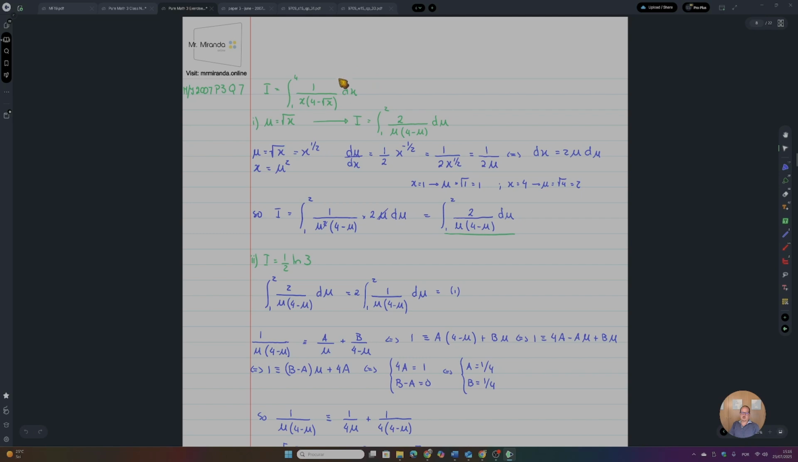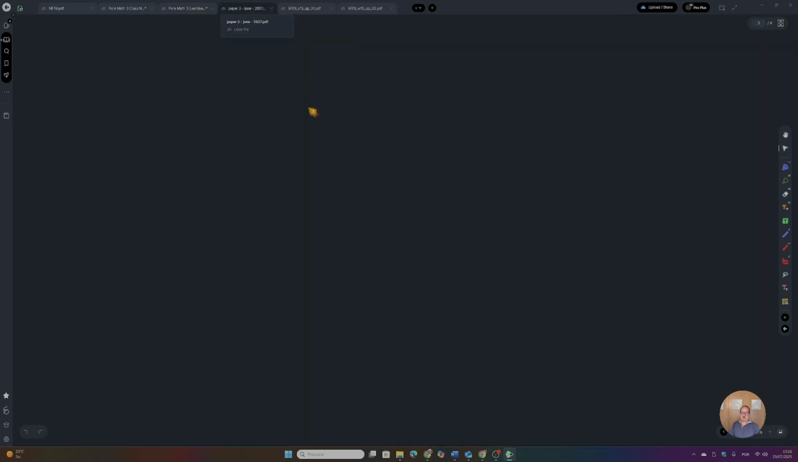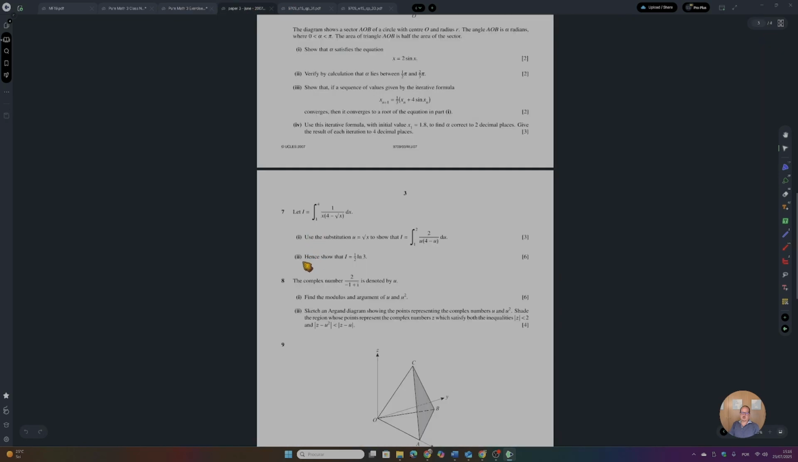You are given the starting point, the end point. You have the toolbox, use whatever tools you know to get to what you want. And this is the procedure. All right. Now, the second part of the question asks you to hence, so using the result that you got from the previous question, that I equals to this value.